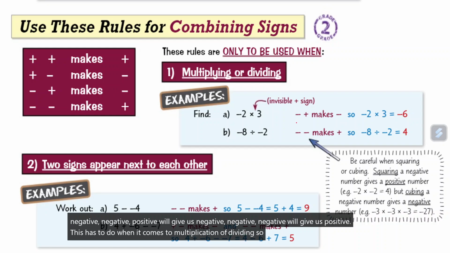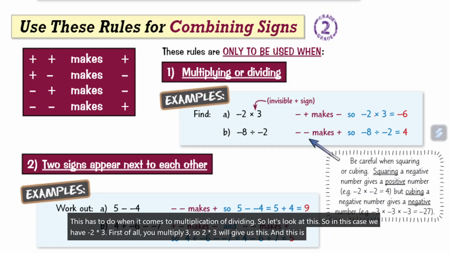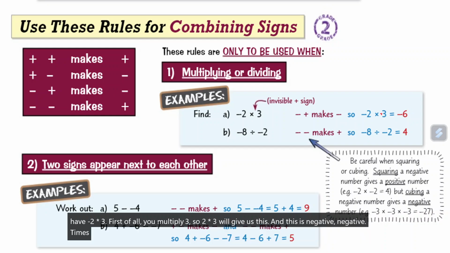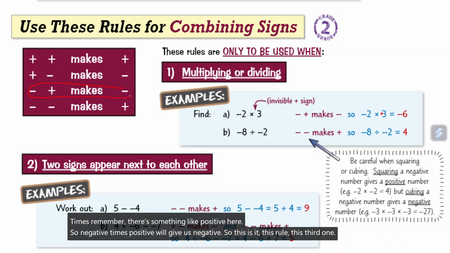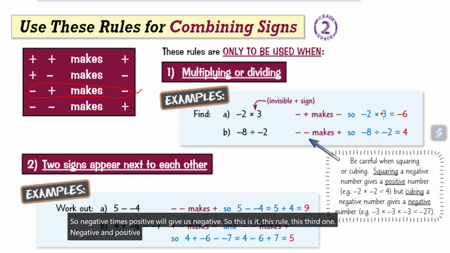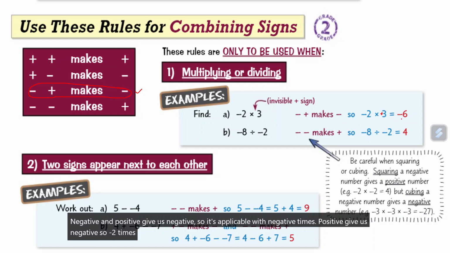So let's look at this. In this case, we have minus 2 times 3. First of all, you multiply straight. So 2 times 3 will give us 6. And this is negative times, remember, there's something like positive here. So negative times positive will give us negative. This is the third rule. Negative and positive will give us negative. So negative 2 times positive 3 will give us negative 6.